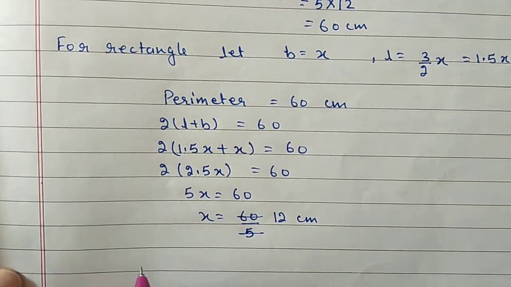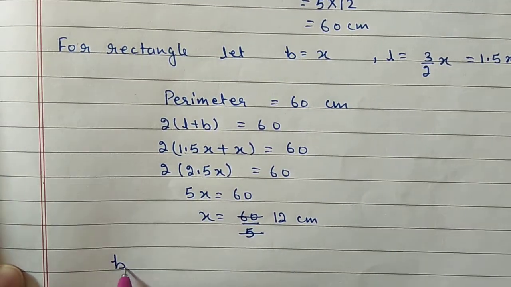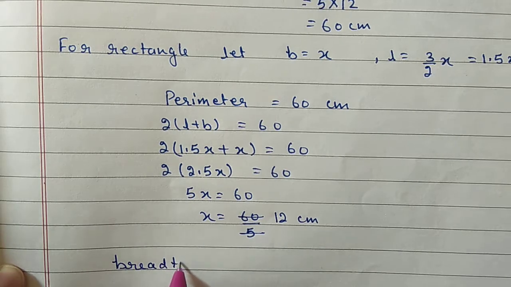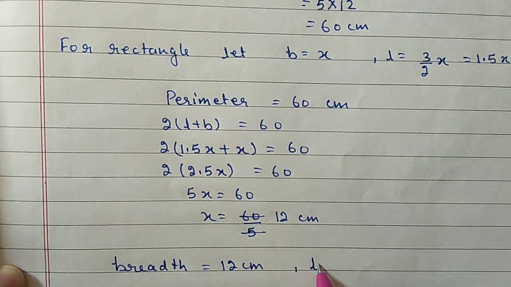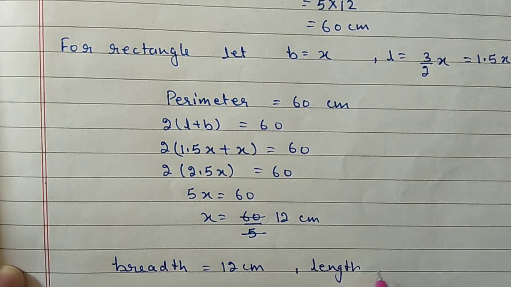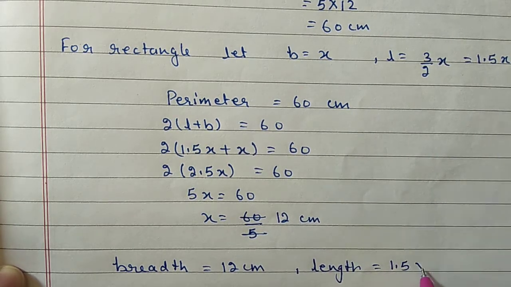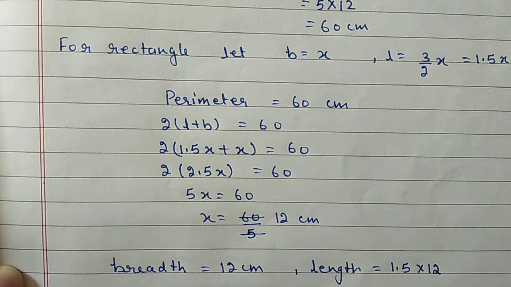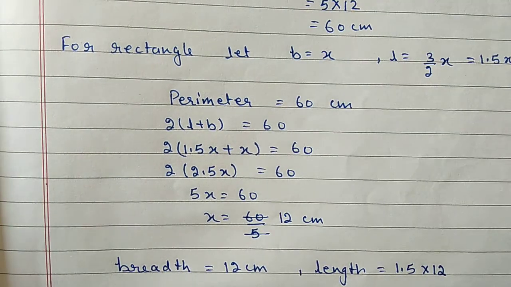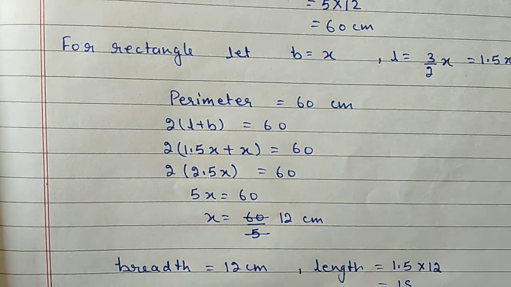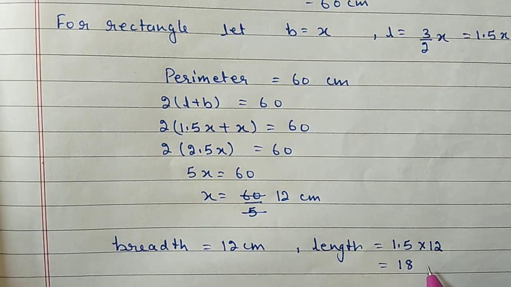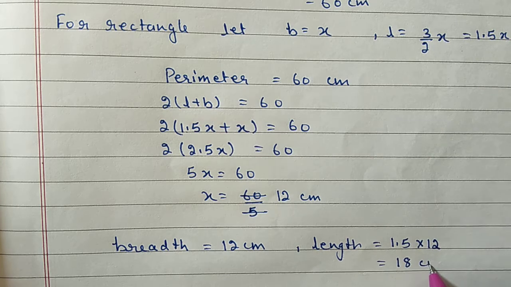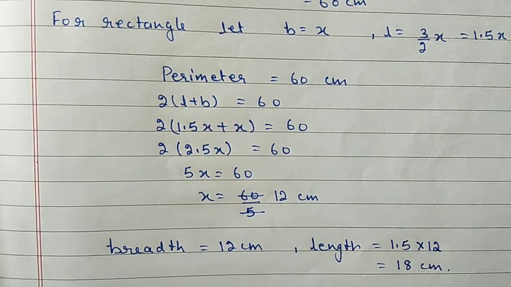You can cancel, 12 centimeter. So it means breadth is 12 centimeter and length will be 1.5 into 12. We'll get 180. 15 into 12, 180. So after decimal 0.0 will come, that is not necessary to write, 18 centimeter.